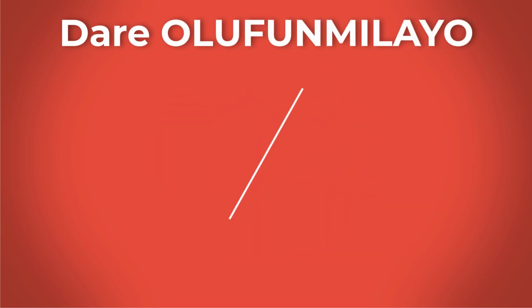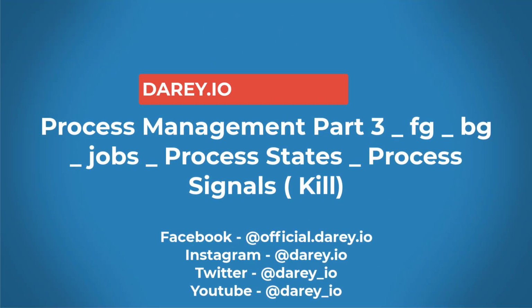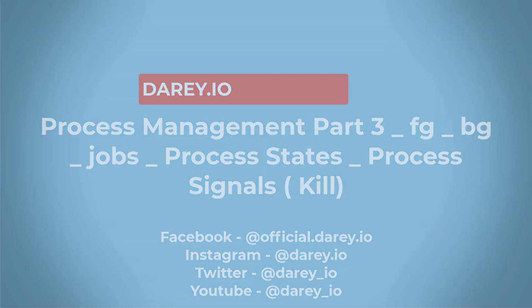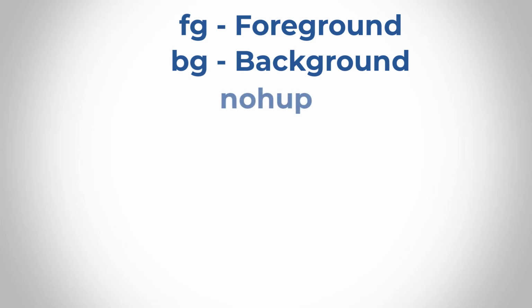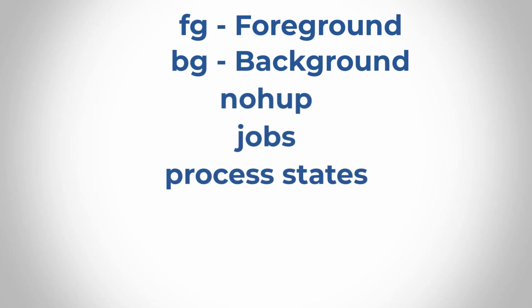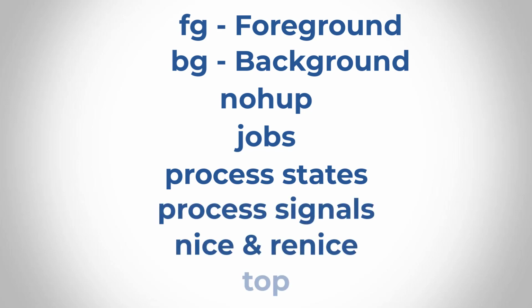Hello and welcome back to the section on process management. In this video we are going to be looking at more commands relating to process management, like fg for foreground, bg for background, the nohup command. We'll look at jobs, the different process states. We'll also look at the process signals, nice and renice, and the top command.